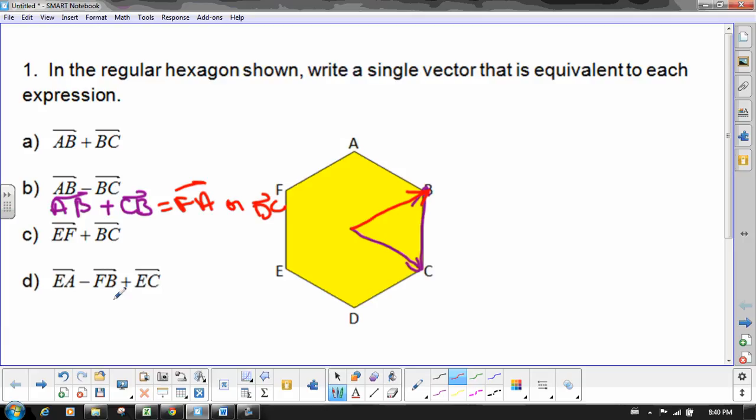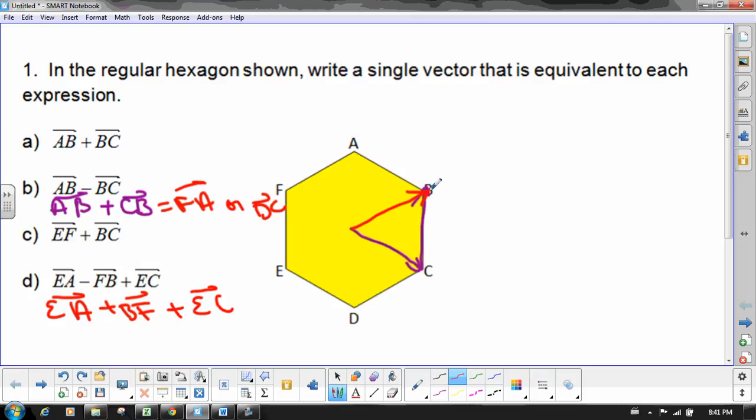All right, so the last example that we have down here, we have EA minus FB plus EC. So EA is right here. So I'm actually going to change that around again. So plus, oops, that should be an F. So EA plus BF plus EC.